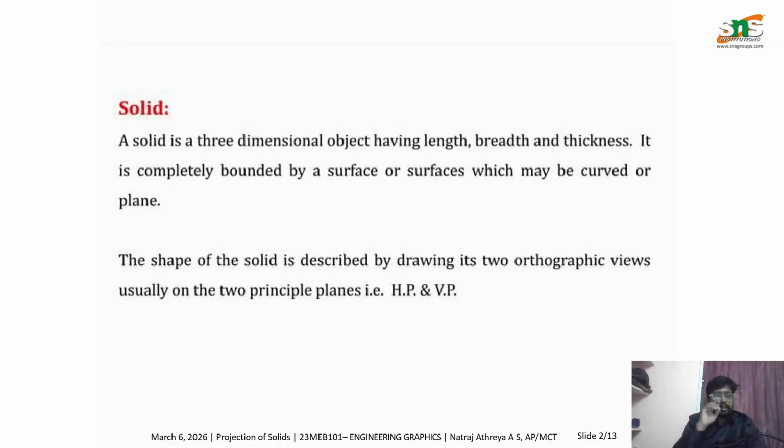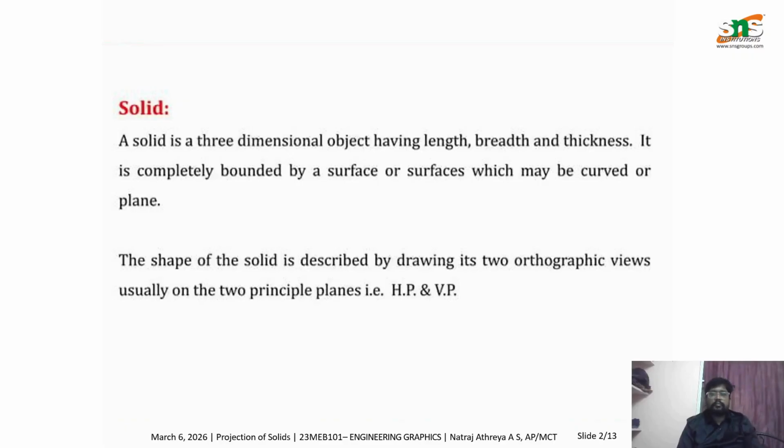We know that a three-dimensional object will have length, breadth. So basically, it will have an area and also a z-axis projection. So in most objects we have length, breadth and also thickness or height. It is completely bounded by a surface or surfaces which may be curved or plane.